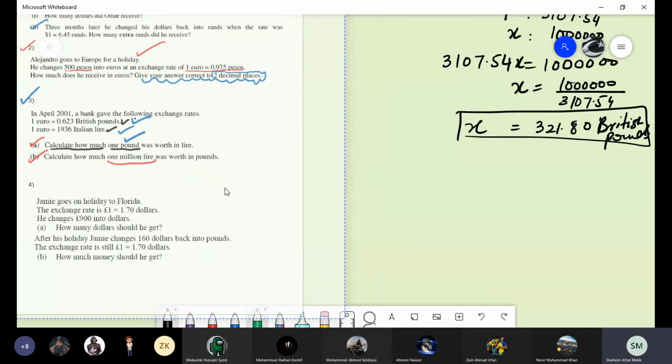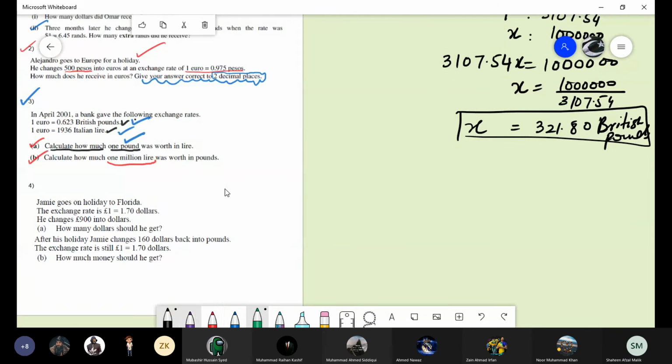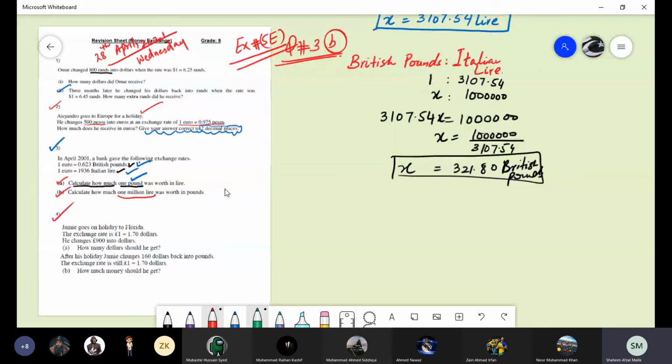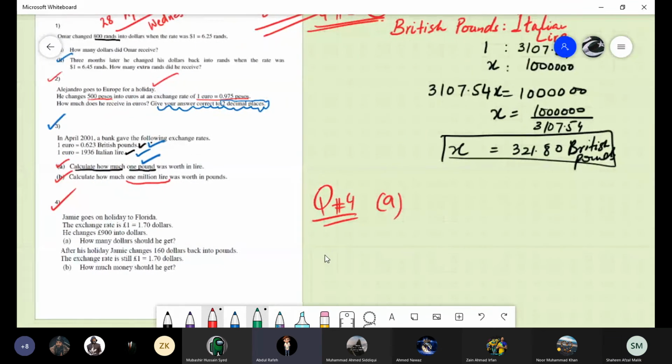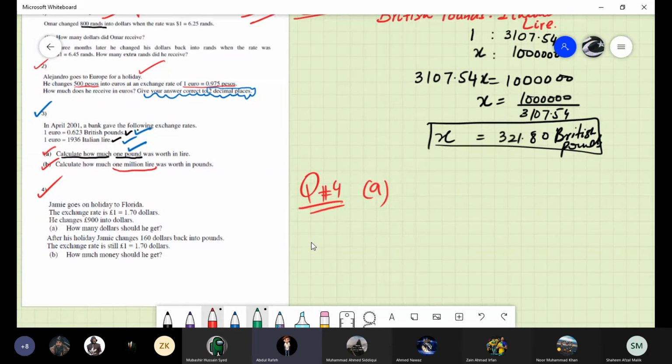Yes, Abdul Rafi. Question 4. Abdul Rafi, are you there? Yes, ma'am. Okay. Jamie goes on holiday to Florida. The exchange rate is £1 is equal to $1.7. He changes 900 pounds into dollars. How many dollars should he get?